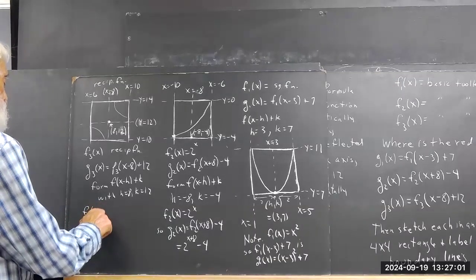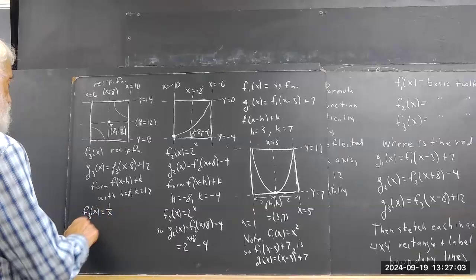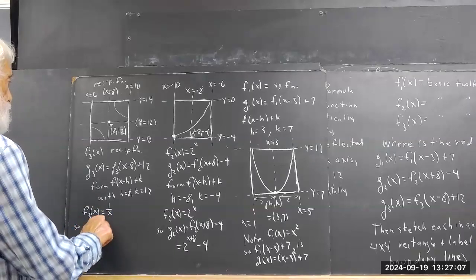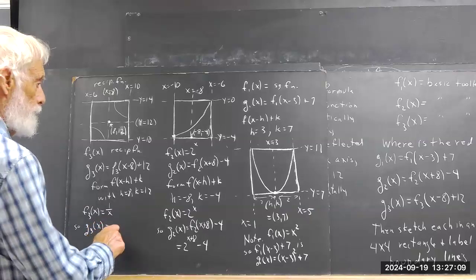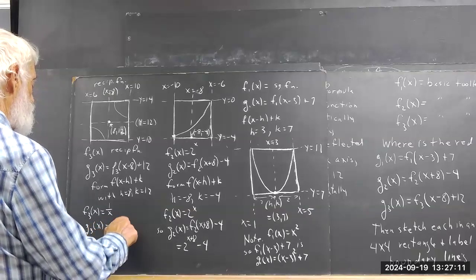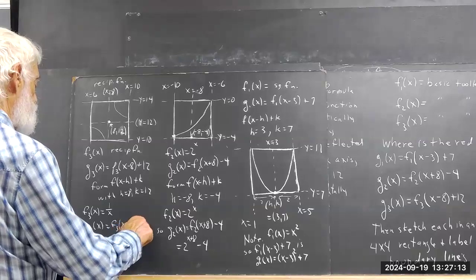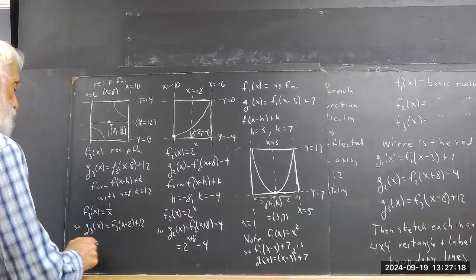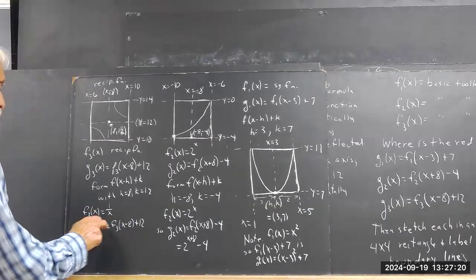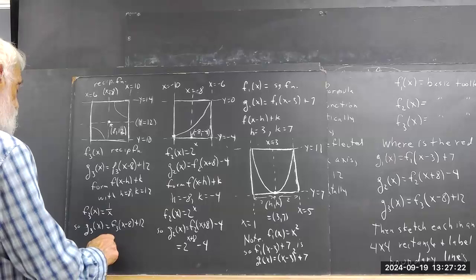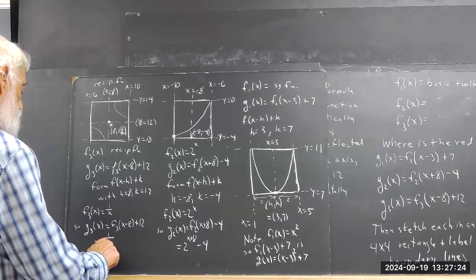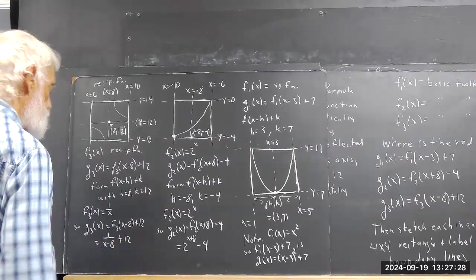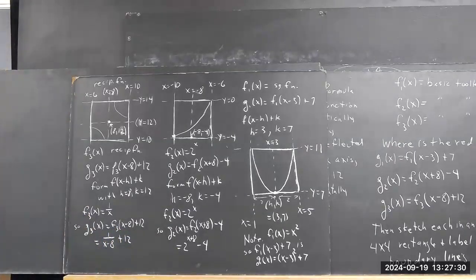And F3 of x is 1 over x. So G3 of x, which equals F3 of x minus 8 plus 12, equals replacing x by x minus h, because this x has been replaced by x minus h. We get 1 over x minus 8 plus 12. Very formulas.